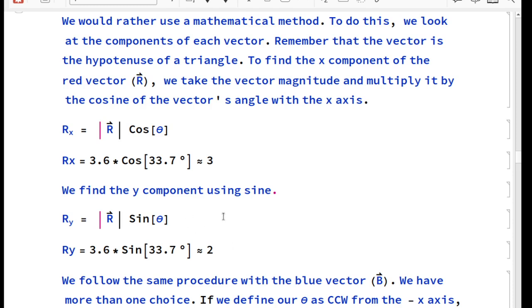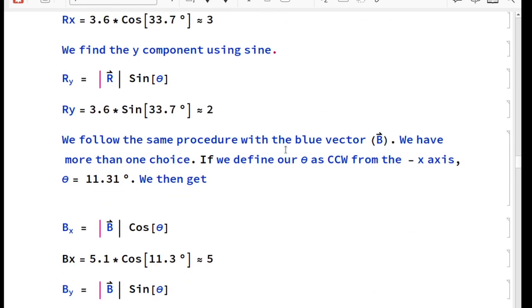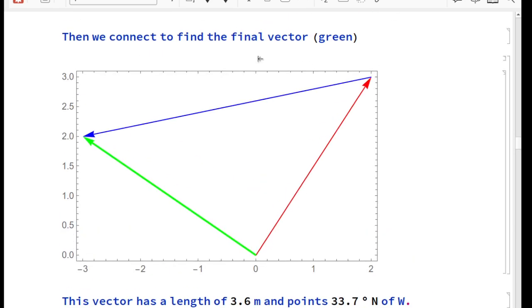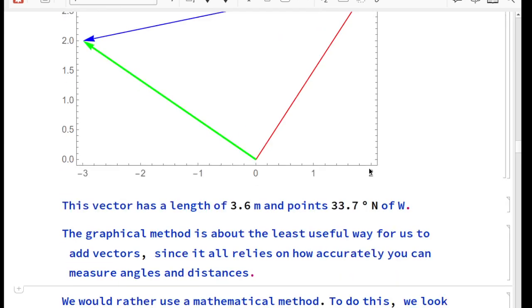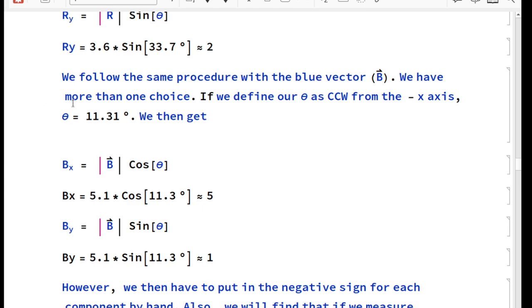We do the same thing with our blue vector. So we've got our red vector, blue vector, find our green vector. Here we have a couple of choices. We could define our angle counterclockwise from the negative x-axis. We could call it clockwise from the negative y-axis if we want. But if we want to do it clockwise from the positive x-axis, that would bring us all the way around more than 180 degrees. So it's got to be 180 plus 11.3.